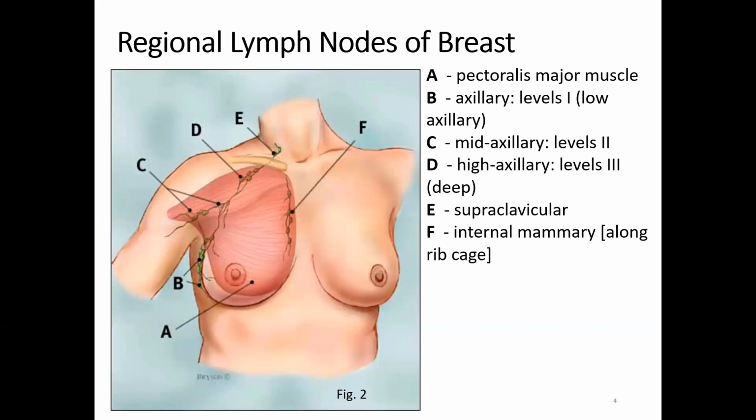Mets to any other lymph nodes, including cervical, contralateral internal mammary, or contralateral axillary lymph nodes, are classified as distant or M1.